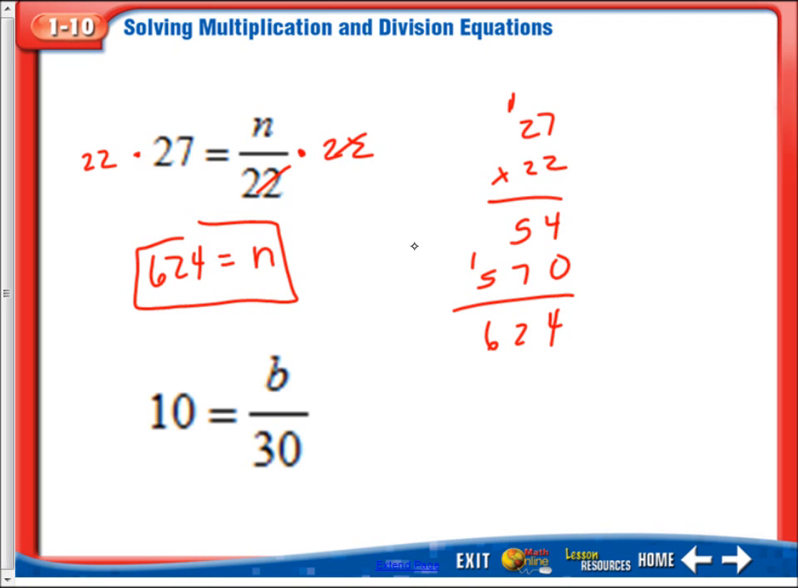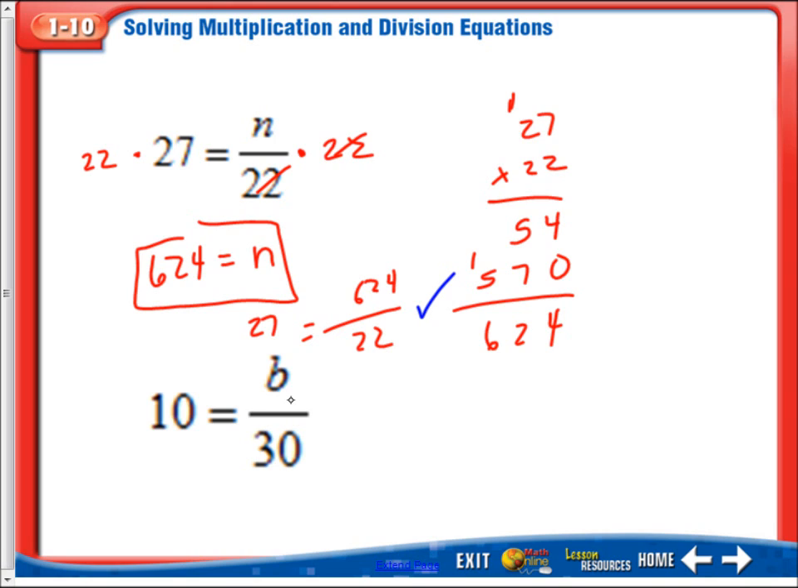Now, again, check this with your calculator, all right? So we're going to take 624, divide it by 22, and that should be equal to 27. Okay, so you can always check that with your calculator. You should know that you're doing it right if you're getting the correct answer to work.